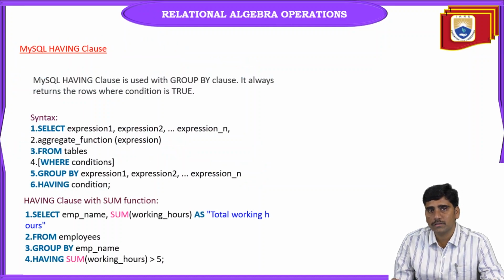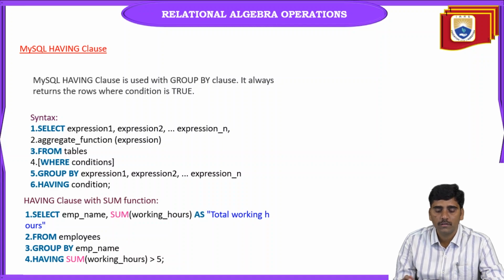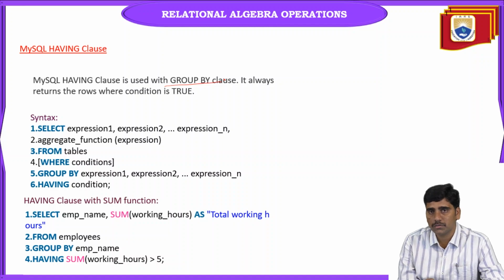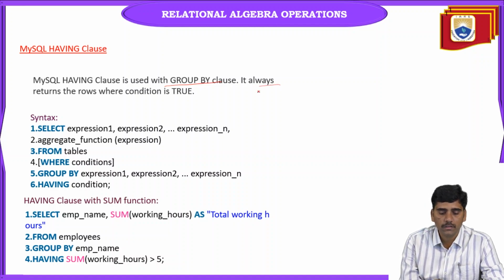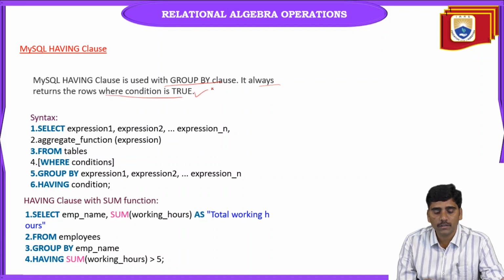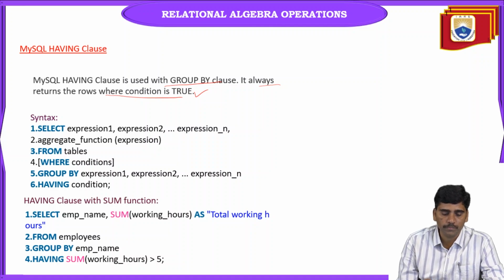MySQL having clause. It is also used with the group by clause. It always returns the rows where the condition is true. So it returns the values only if the condition is validated as true or false. If it is validated as true, then it displays the value.